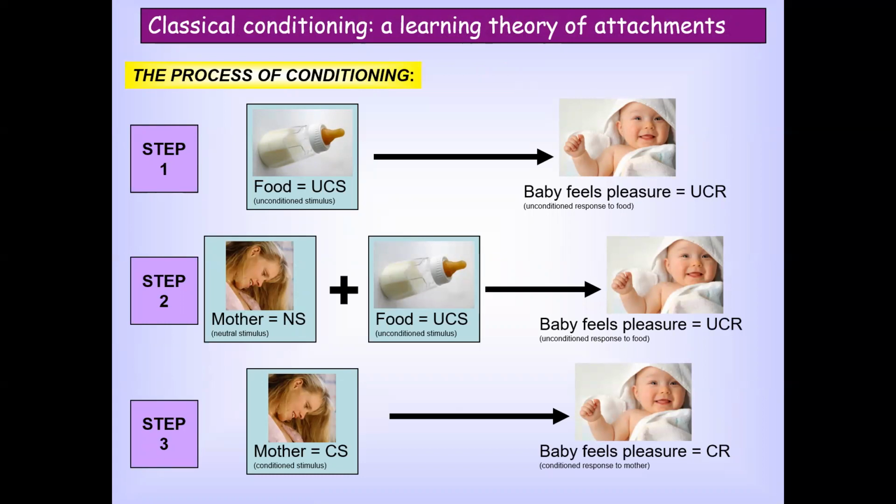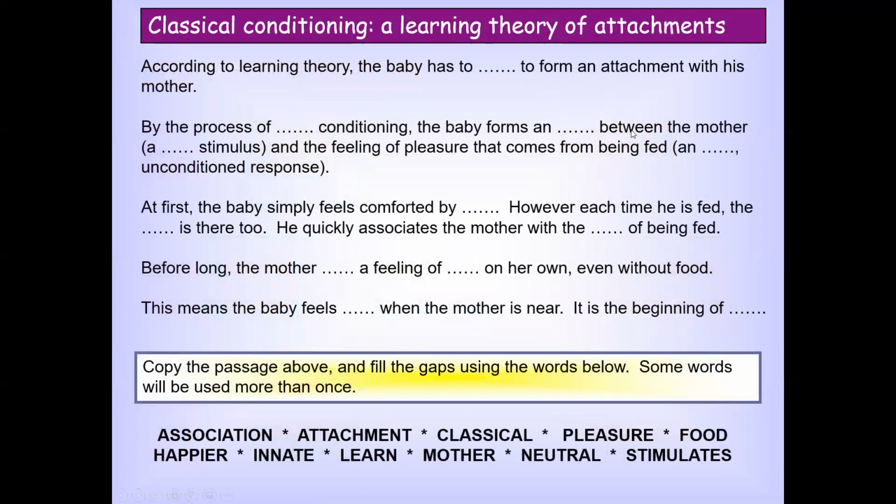So by using the principles of classical conditioning, we can explain how an infant has to learn to form its attachment. So let's put that into words. A little task for you to do. The missing words are down at the bottom. Read through, it gives you a nice little summary of what we've been doing. So I'd like you to pause the video now. Remember to unpause it when you've finished.